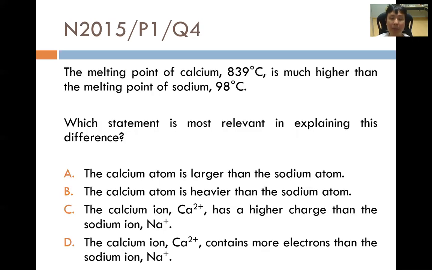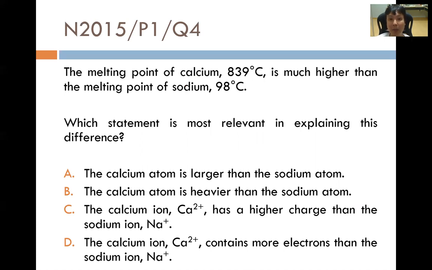November 2015, paper 1, question 4. The melting point of calcium, 839 degrees Celsius, is much higher than the melting point of sodium, which is only 98 degrees Celsius. Which statement is most relevant in explaining this difference? So first, we have to understand what type of structure it is. Both are metals, so it's a giant metallic lattice.